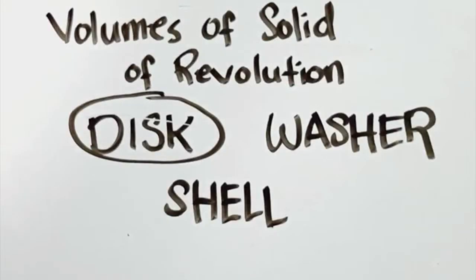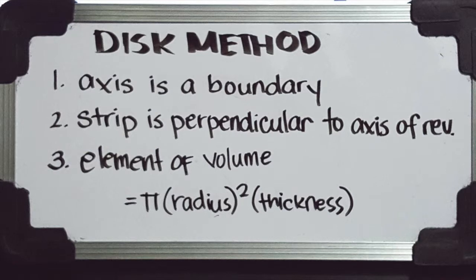That's basically it for the disk method. Just remember the three requirements. 1. The axis is a boundary. 2. The strip is perpendicular to the axis. And 3. The element of volume is pi times radius squared times thickness.